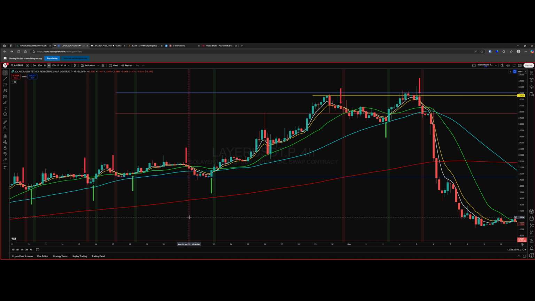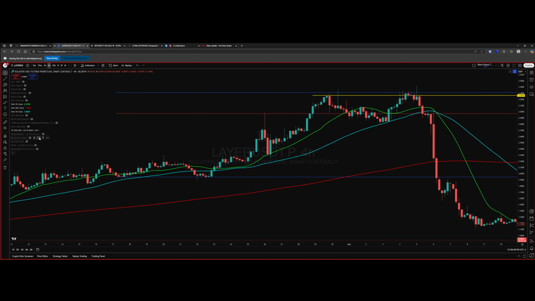Like, double bottoms and double tops are things that a lot of people in this space talk about a lot. So it's not like we're unfamiliar with them. So here's your double top, right? Those are your equal points in price.